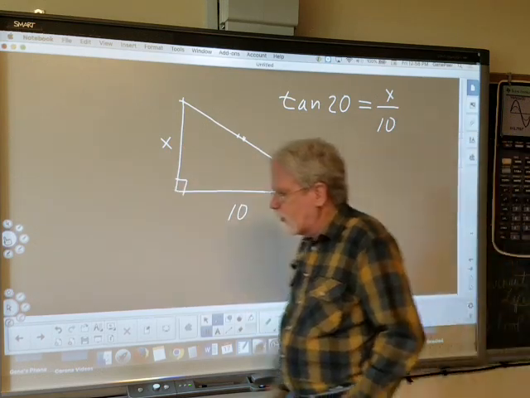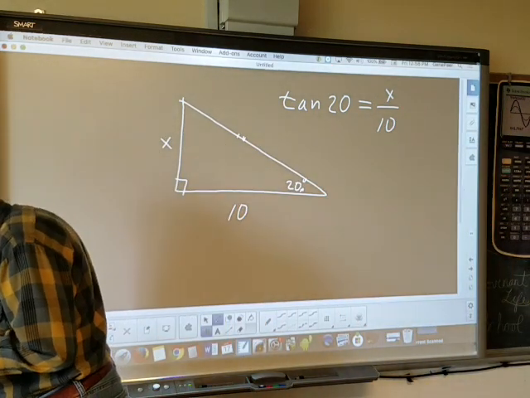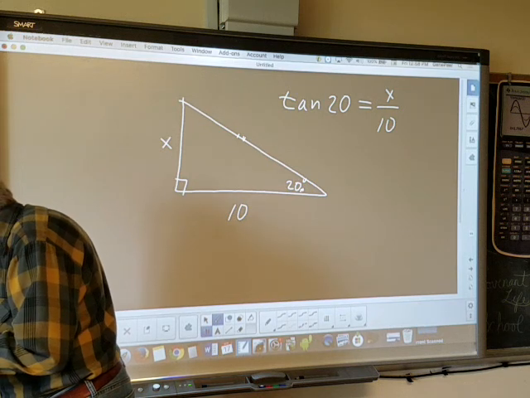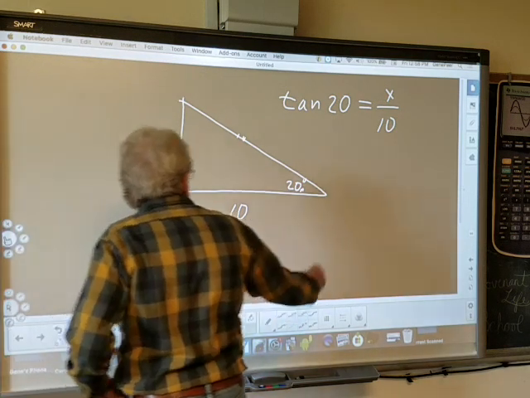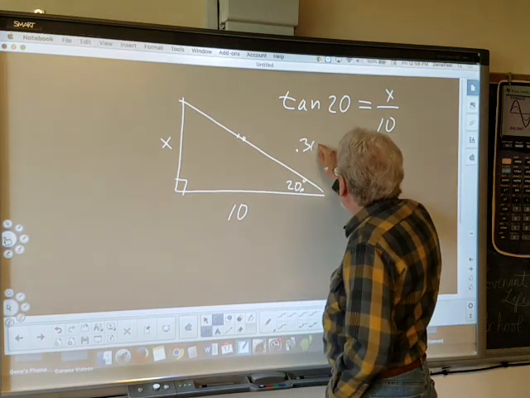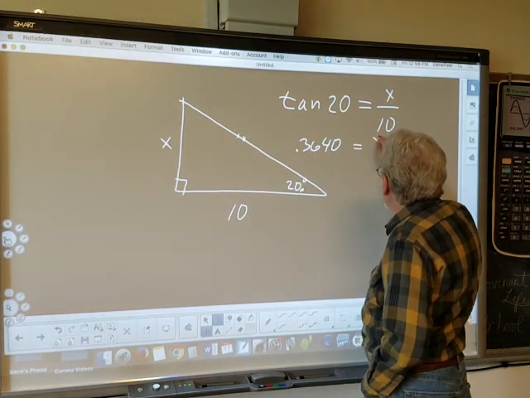You look up tangent of 20, and as many times as I've seen it, you think I'd remember it. But I look up the 20-degree angle. I go over until I'm in the tangent column. Try it for yourself in your book, page 311. You should be able to find 0.3640. So you change that to 0.3640 equals x over 10.